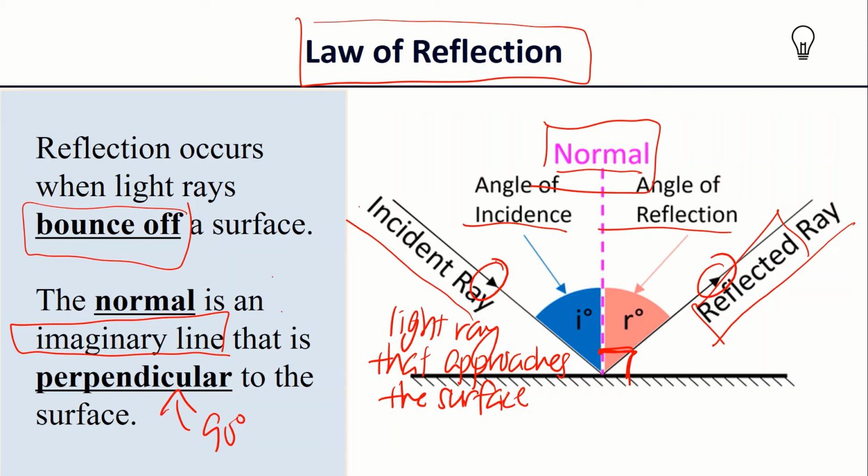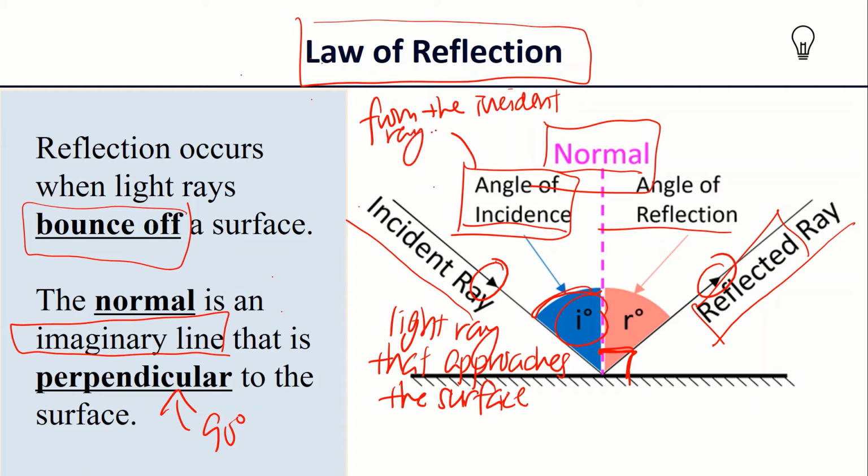Now why do we need this normal? Because we need to label the angle of incidence and the angle of reflection. This angle of incidence here, or shorthand i, is the angle from the incident ray to the normal. Let's not get confused here. Let's write it down. The angle of incidence is the angle from the incident ray to the normal.